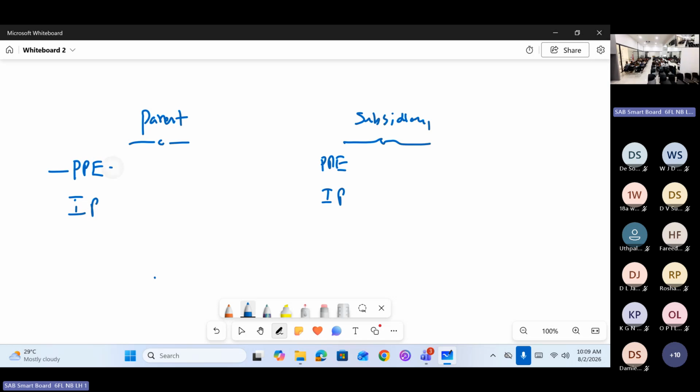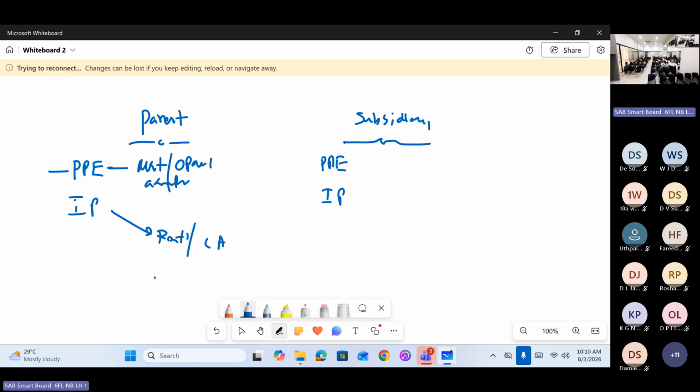PPE is normally used for what? The definition clearly says we are using this PP&E for administration, operation, manufacturing and management purpose of the operation. We don't have a selling purpose. But for IP the purpose is rent or capital appreciation.